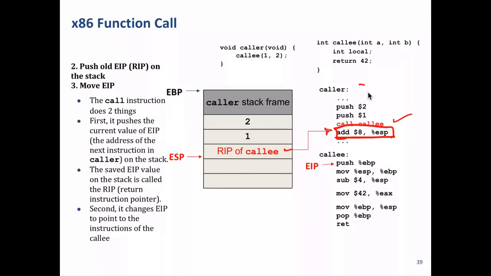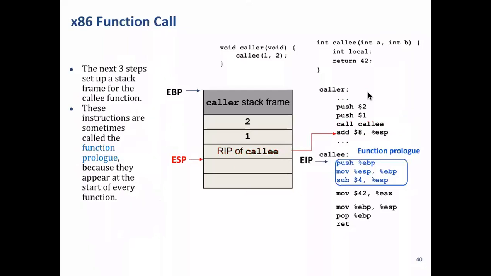Now we come to the callee function. In order to come to the callee function, we have to change the value of the program counter. That is not shown here.